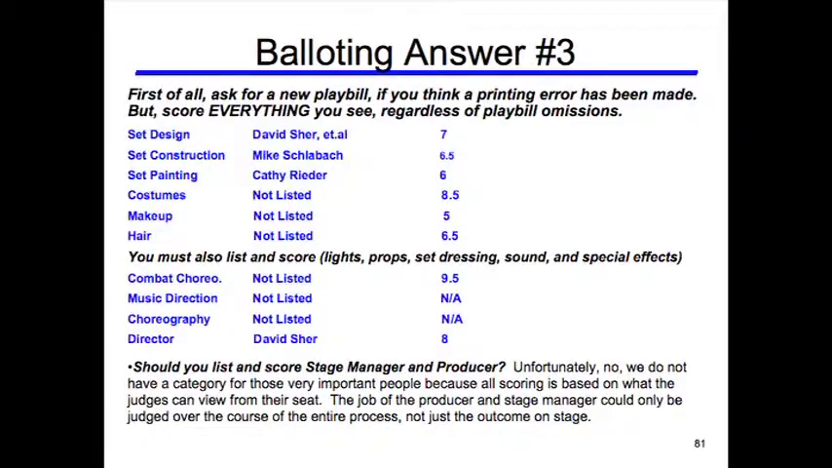All right. If you get a ballot that only is missing costumes, makeup, hair, you still give scores for everything you saw on stage. Costumes gets a score, makeup gets a score, hair gets a score. If you get a playbill with a blank page, go get a new playbill, because everything that you saw on stage should get a score.